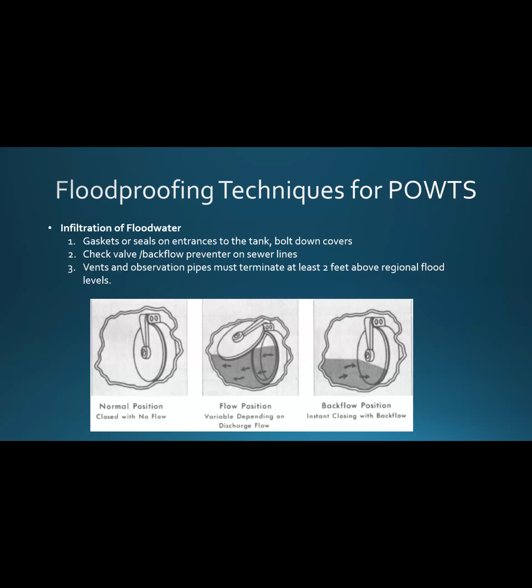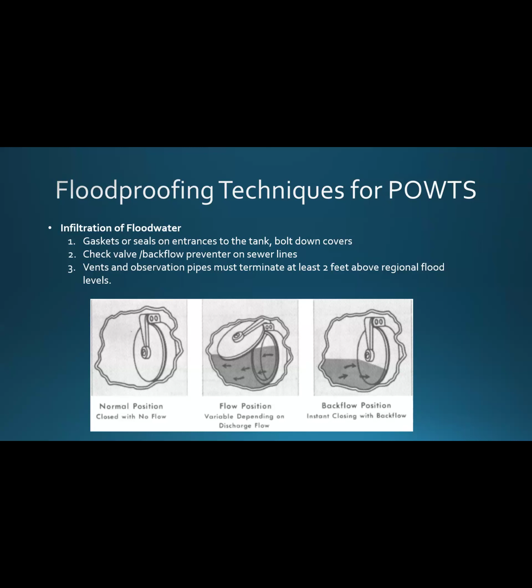So what are some floodproofing techniques for POWTS? For infiltration of floodwater: gaskets or seals at entrances to the tank, and bolt down the covers. We have to get information from the manufacturer, if they can provide us something to say they've got a rubber gasket or something they can do to seal their tank covers, to make sure that they don't have any kind of infiltration and that they are watertight.